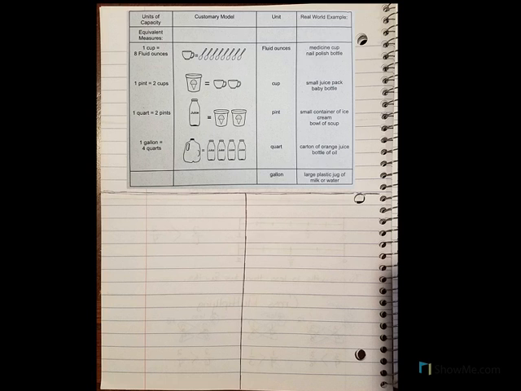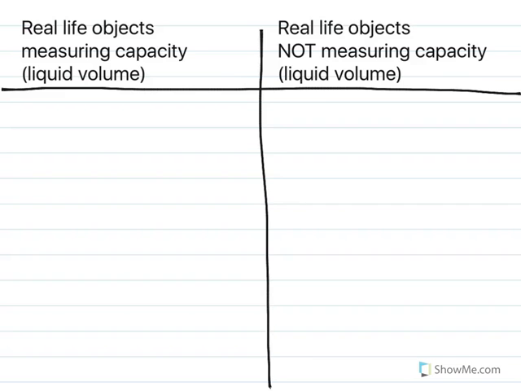So now in the bottom section, you have the 2 sections there. Your paper should look like this. Those 2 sections, we're going to label it real life objects measuring capacity, which remember I said is another way to say liquid volume, and real life objects not measuring capacity or liquid volume.